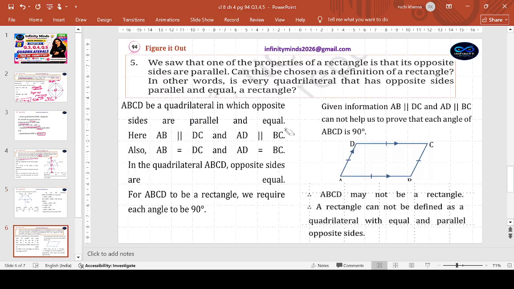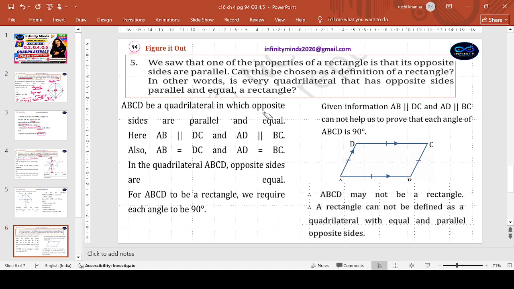Let us now move to question number 5. This is an easy question. We saw that one of the properties of a rectangle is that its opposite sides are parallel. Can this be chosen as a definition of rectangle? In other words, is every quadrilateral that has opposite sides parallel and equal a rectangle?